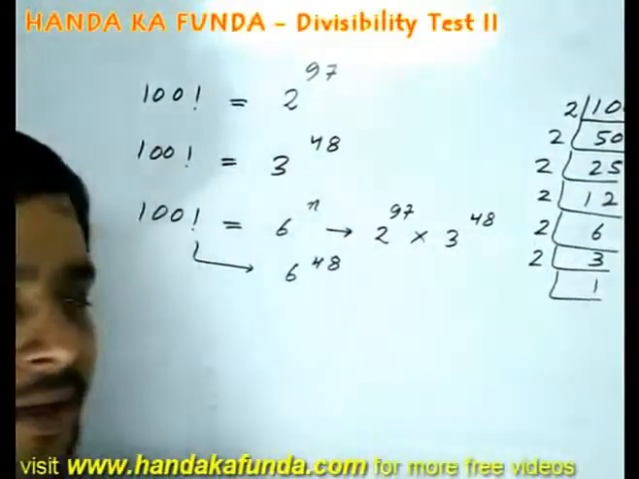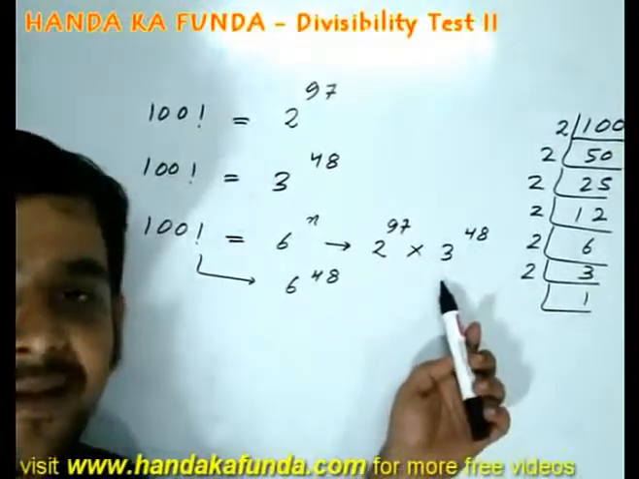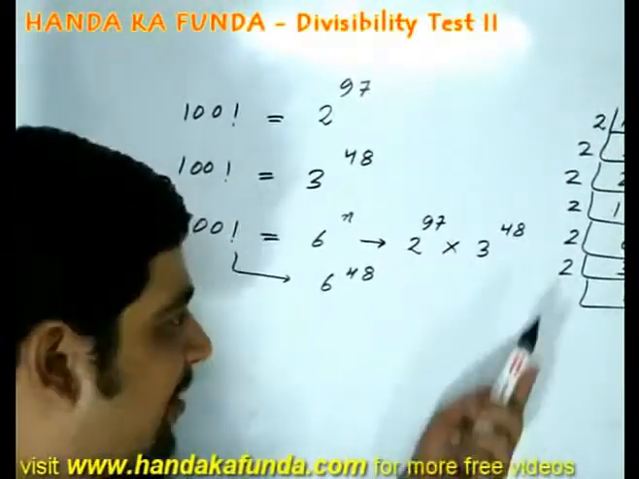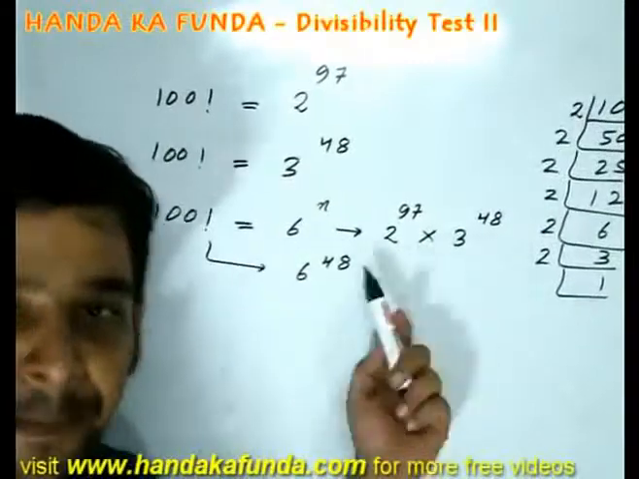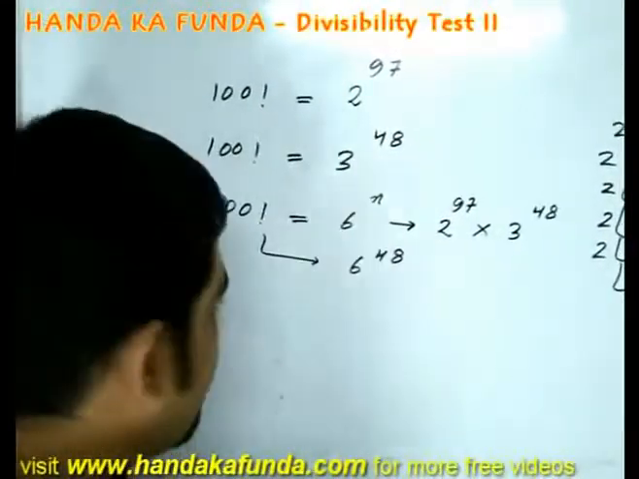Let's look at this in a different fashion. Say there are 97 boys and there are 48 girls. How many couples can you form? Well, you can form 48 couples, a boy and a girl. The other boys will be left out.